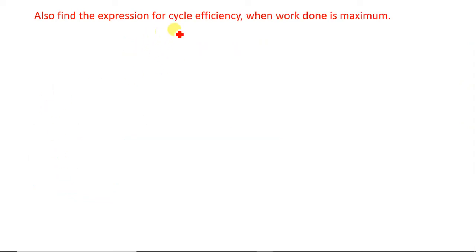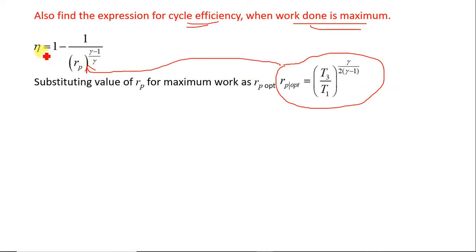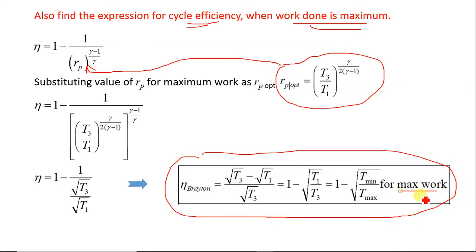And when work is maximum, what should be the efficiency of the Brayton cycle? If we substitute this Rp optimum, we will get W net as maximum work. So if we substitute this Rp value in the efficiency, we will get the efficiency at maximum work. If we simplify, we will get the Brayton cycle efficiency for maximum work. What is the value? 1 minus the square root of T min by T max.